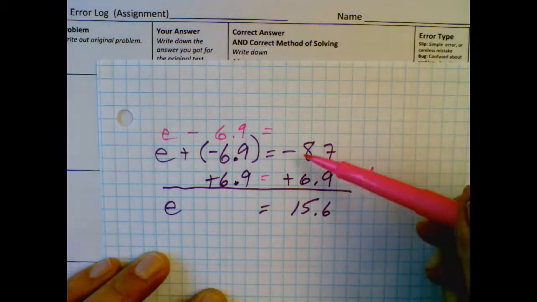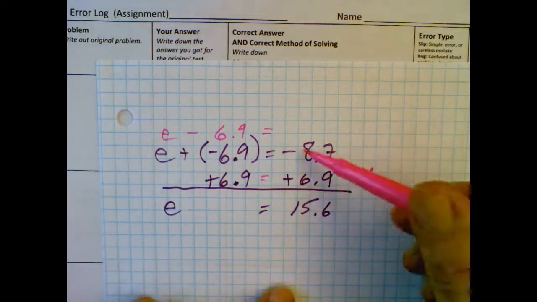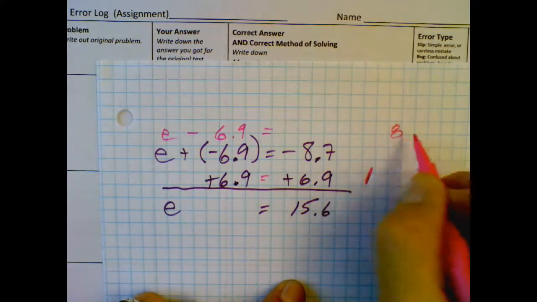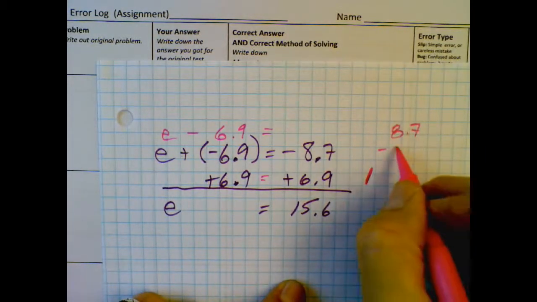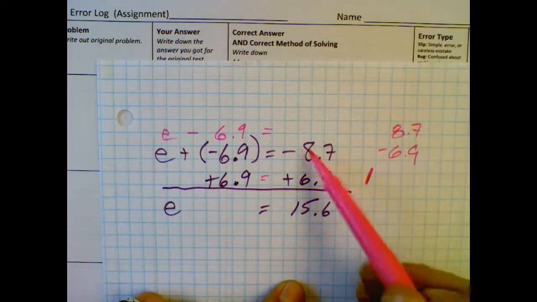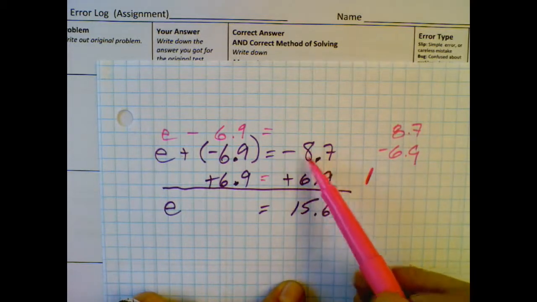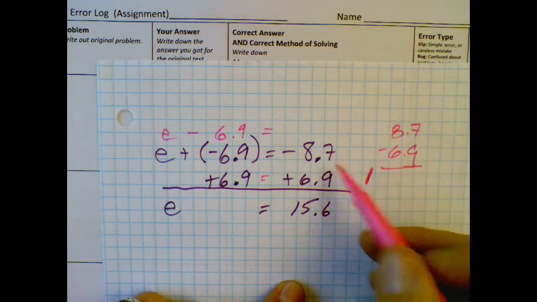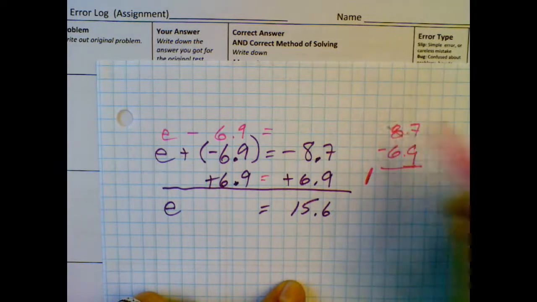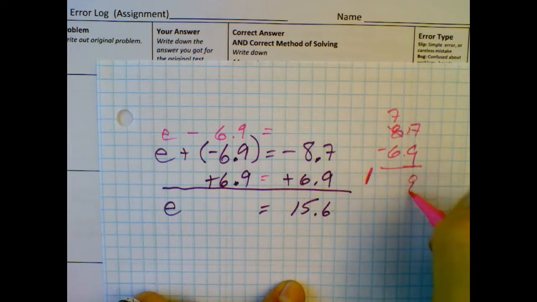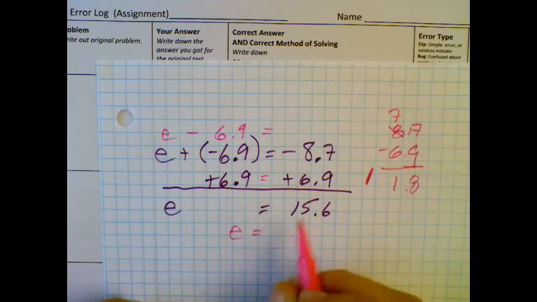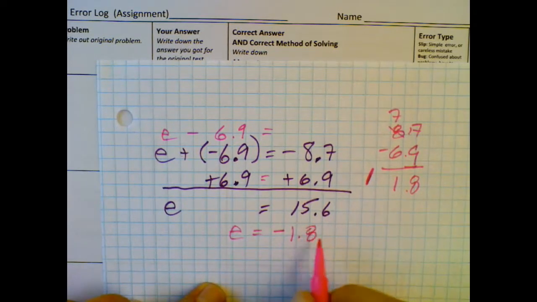But when I go to add these two to combine them, I notice that they're different signs. If they're different signs, all I need to know is the difference between them. So I needed to subtract the smaller number from the larger. And since I know that negative 8 7/10 is further away from 0 than 6 9/10, I know my answer should be negative. So I just need to know the difference between these two. It looks like I'm going to have to borrow from this 8. 17 minus 9 is 8, and 7 minus 6 is 1. So my correct answer should have been e equals negative 1 8/10.